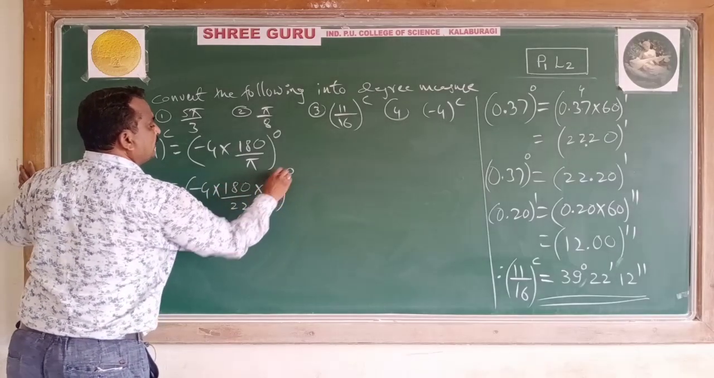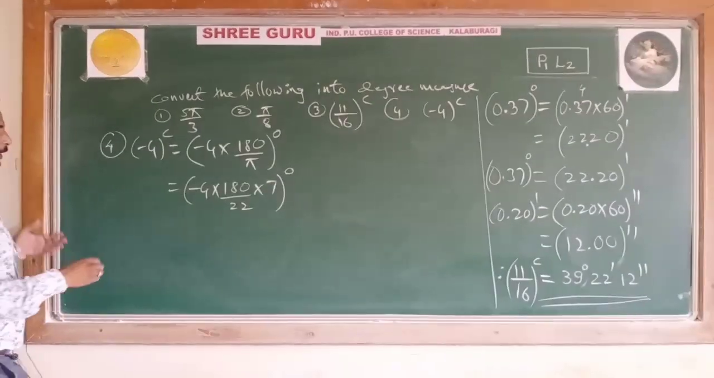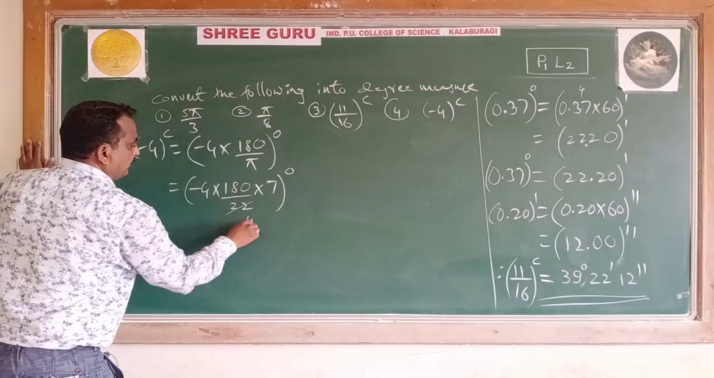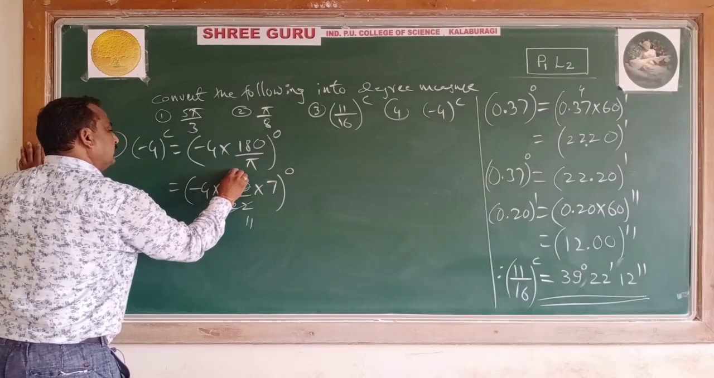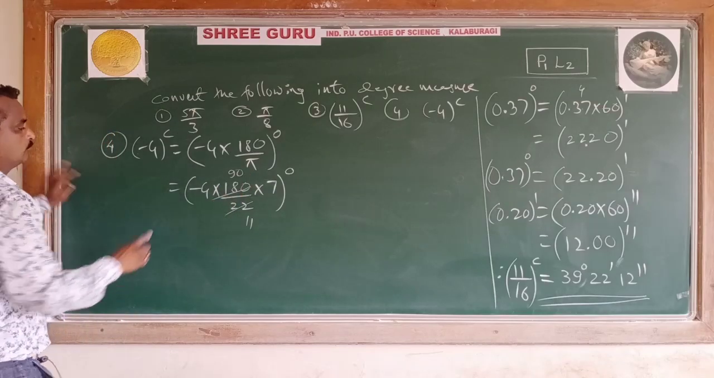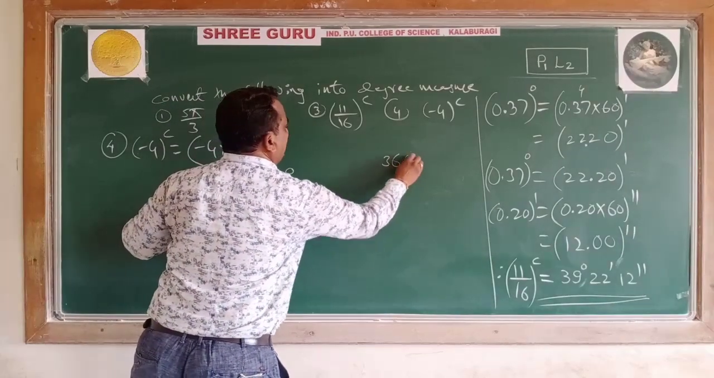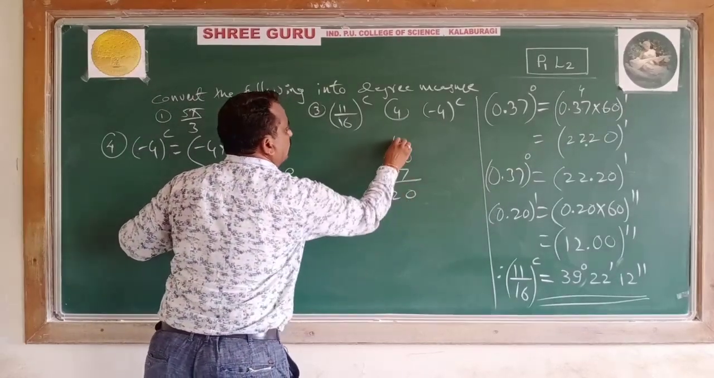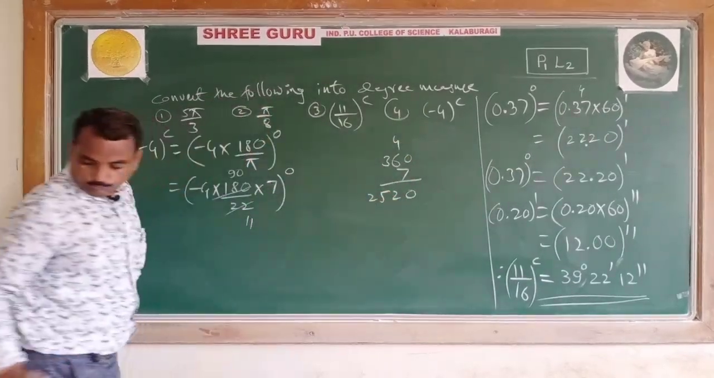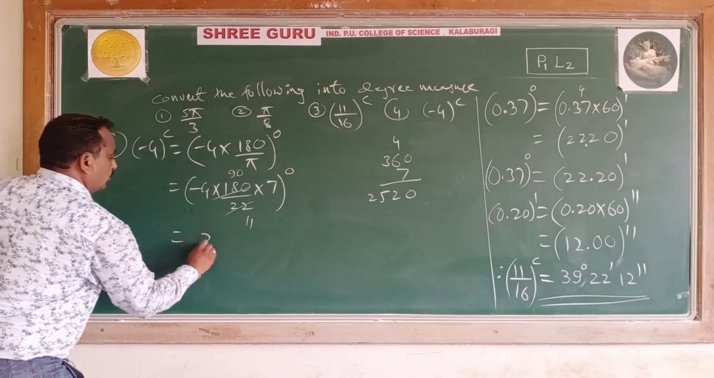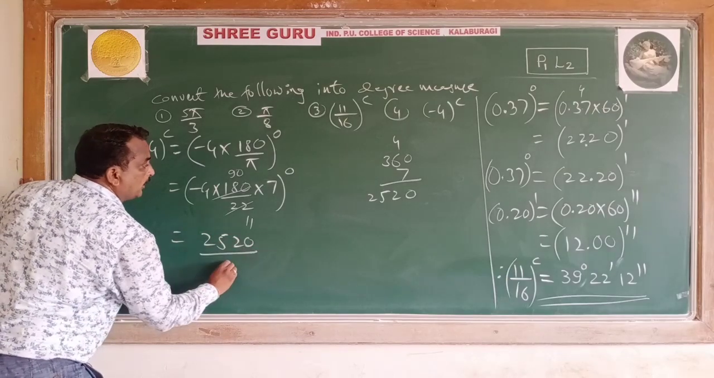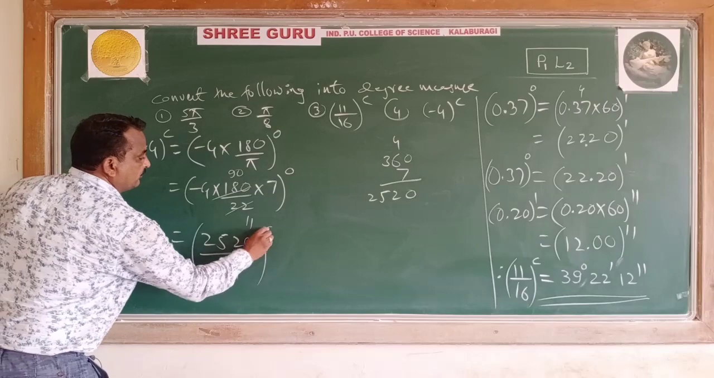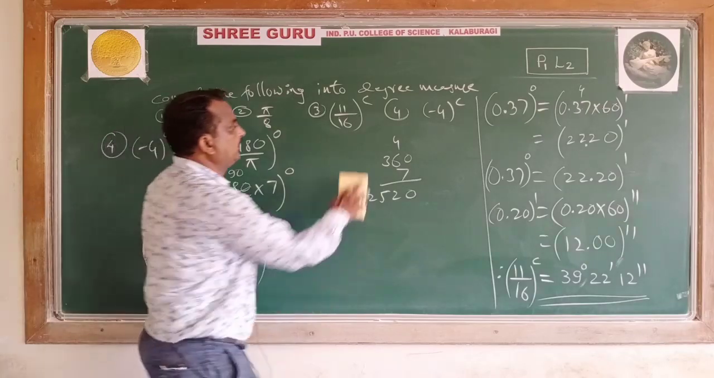Pi as 22 by 7. Here I am taking the numerator directly. Simplify if it is possible. Yes, 11, then it is 9, 90 it is, so 36. 360 into 7 is 2520. So 2520 divided by 11, in terms of fractions. Let us see, here we are converting.